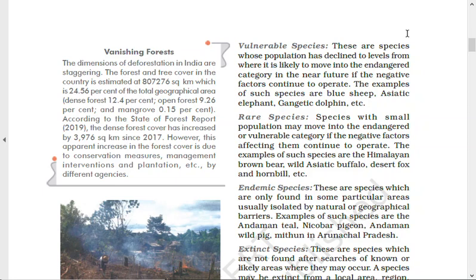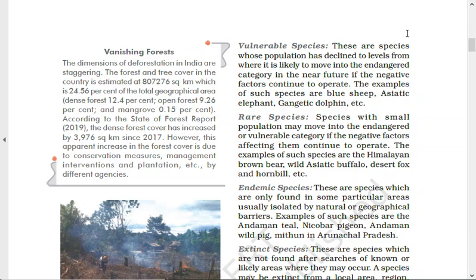Okay, so that was vulnerable species. Now, I read rare species. So what is that? A species with small population may move into endangered or vulnerable category if the negative factors affecting them continue to operate. The examples of such species are Himalayan brown bear, wild Asiatic buffaloes, desert fox, and hornbill.